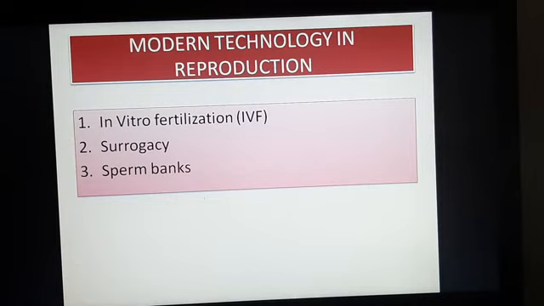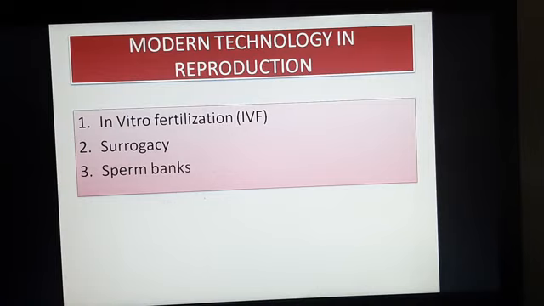Now many a time, some couples may face some problems. For example, in the females, they may have irregularity in their menstrual cycle, or they may have difficulties in egg production or oocyte production. They may have some obstruction in the passage or the oviduct, or sometimes the egg may not be able to implant itself after it's fertilized in the uterus wall.